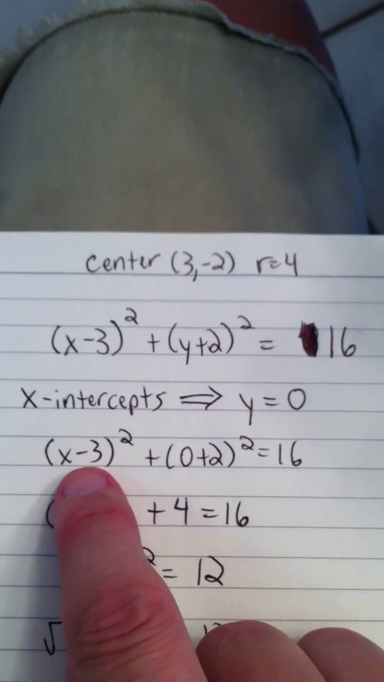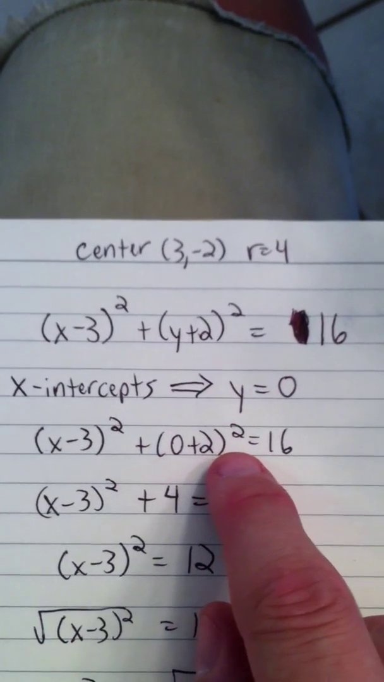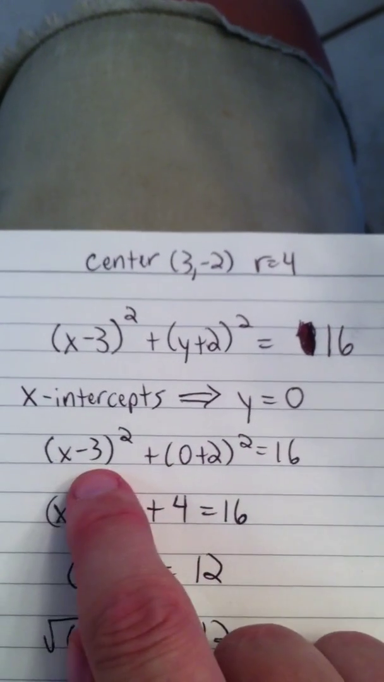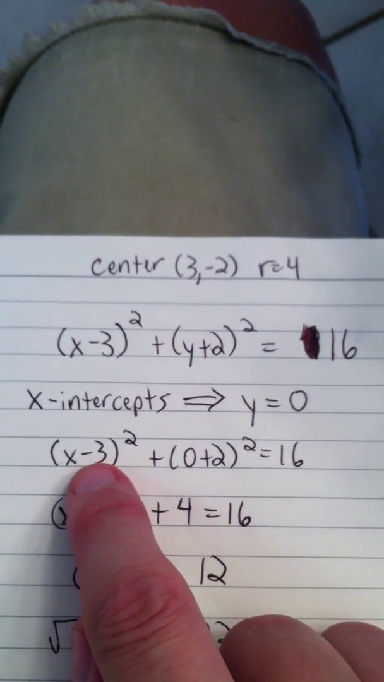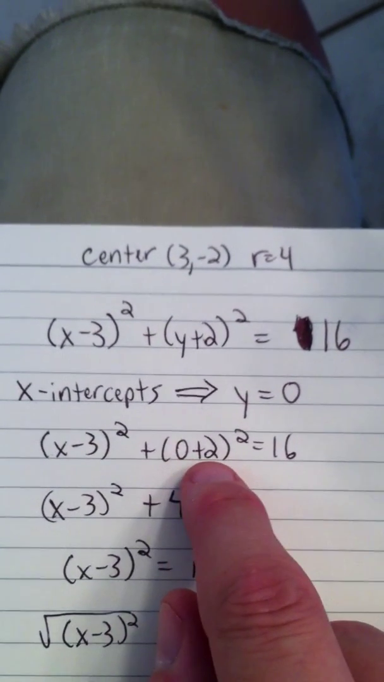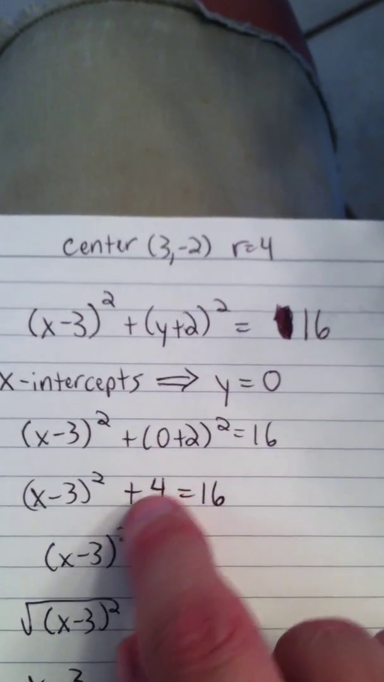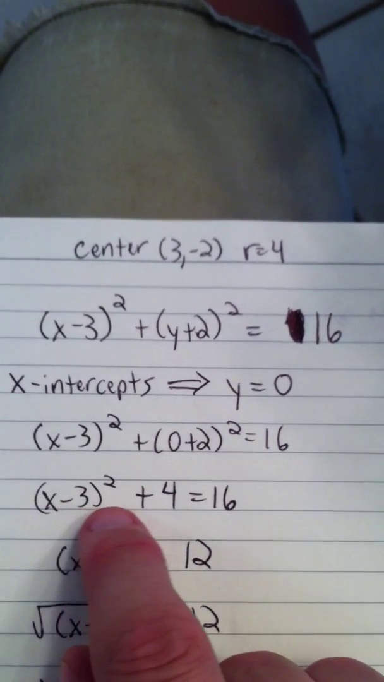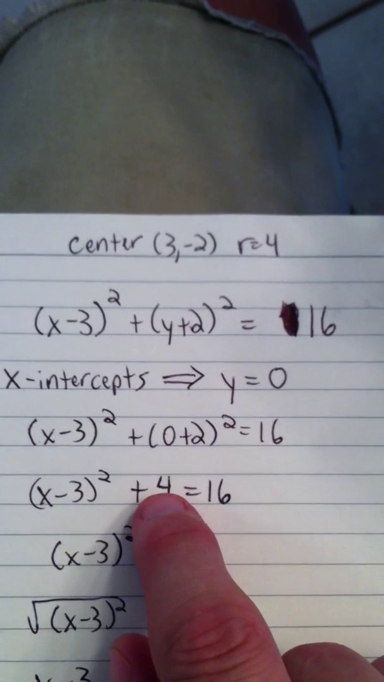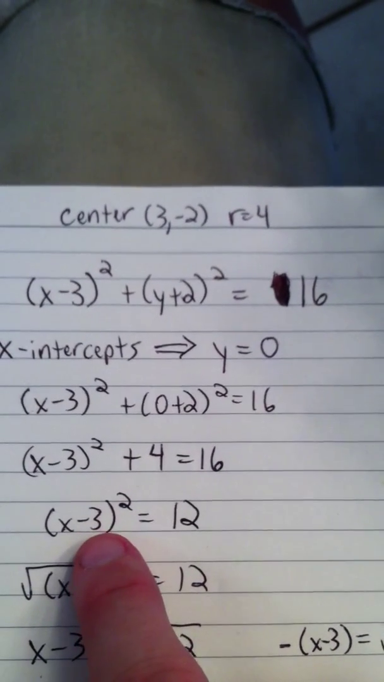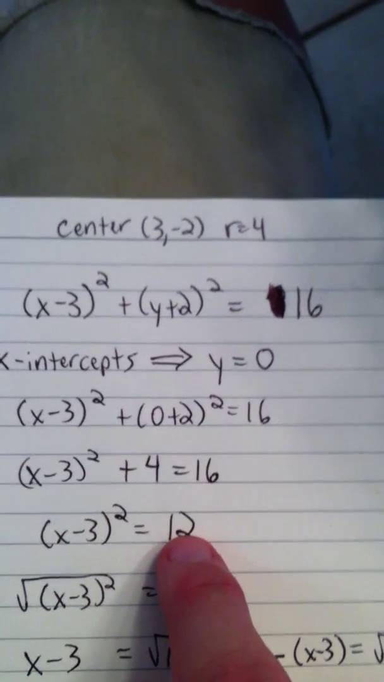So that's what I did here. I'll try to do this quickly. We're solving for x here. When I plug in a 0 for y, I get 0 plus 2 squared, which is 4. I still have (x - 3)² plus 4 equals 16. Subtract 4 from both sides: (x - 3)² equals 12.